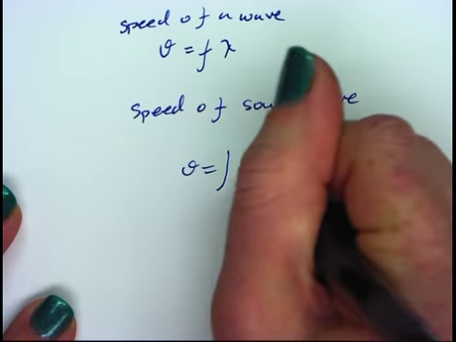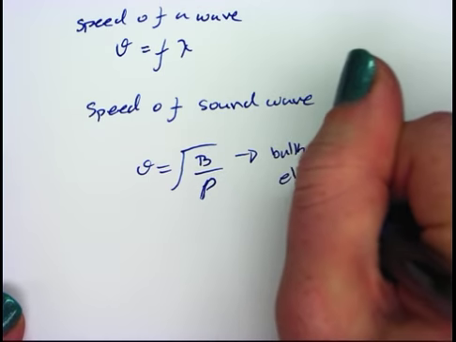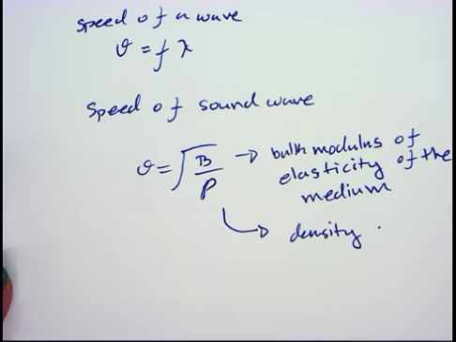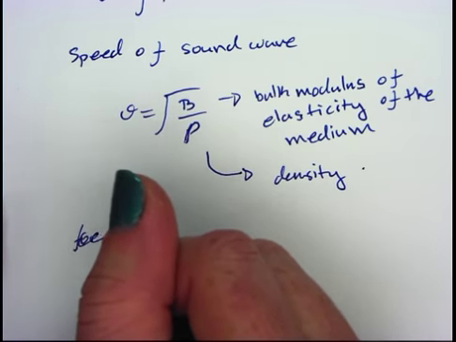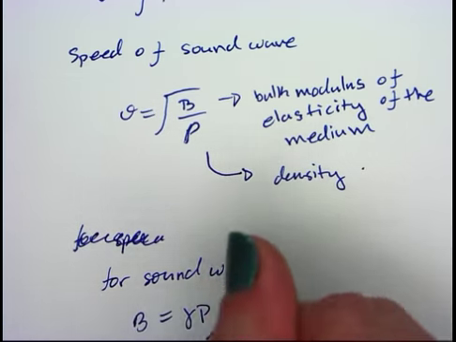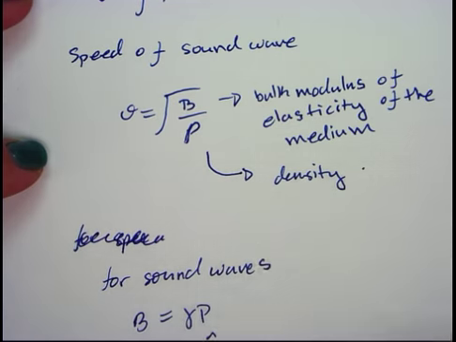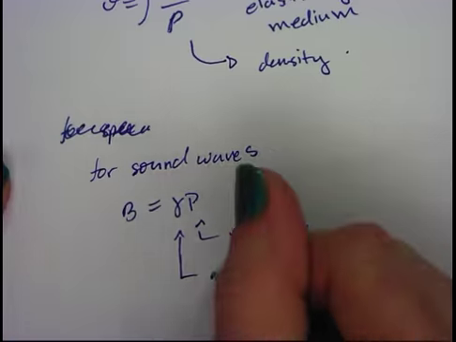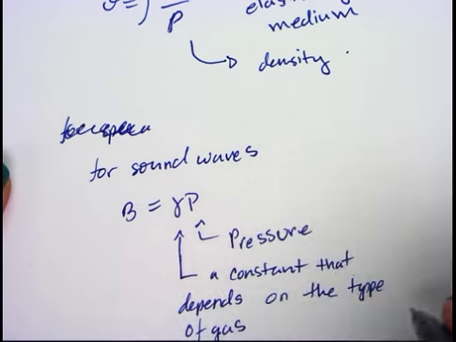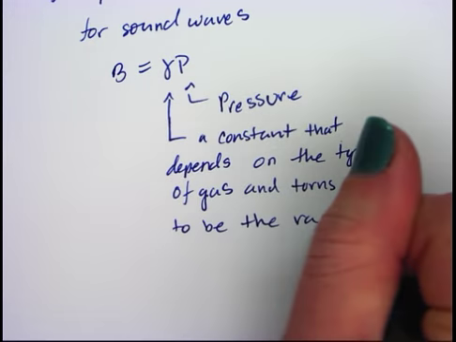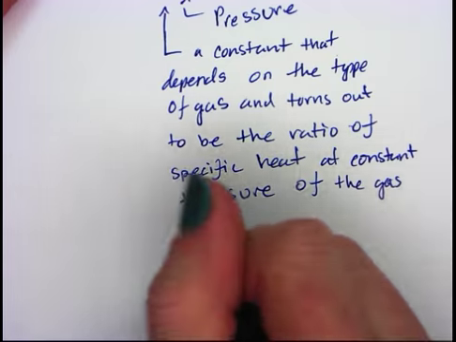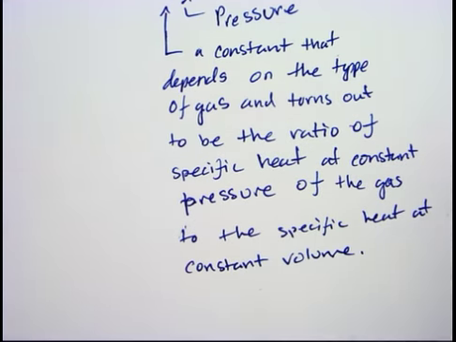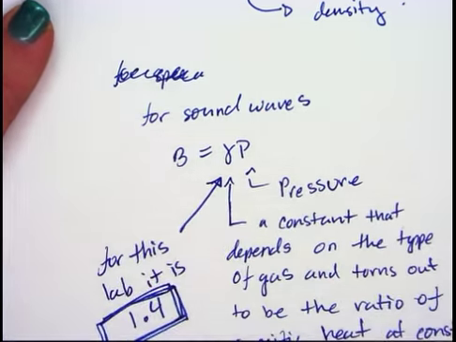For a compression wave or a sound wave traveling in a liquid or gas, the speed is given by V equals the square root of B over rho, where B is the bulk modulus of elasticity of the medium and rho is the density. For sound waves, we say that the bulk modulus of elasticity is equal to gamma times P, where gamma is a constant that depends on the type of gas and turns out to be a ratio of the specific heat at constant pressure of the gas and the specific heat at constant volume, and P is the pressure of the gas.